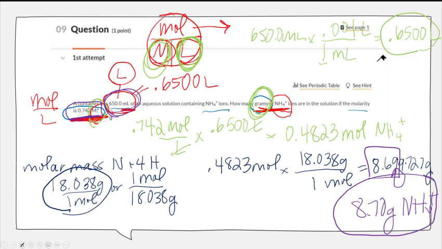Now, one thing to make sure that you notice on your SmartWorks is that you have a periodic table available to you so that you can find those molar masses. But again, you can also use the resource that you have been given in class.